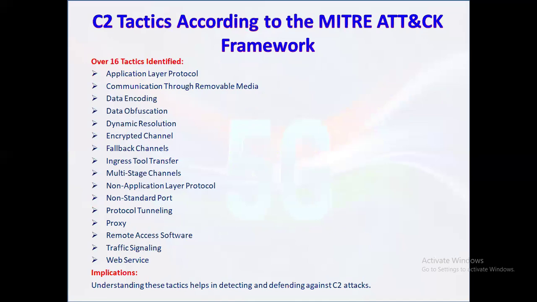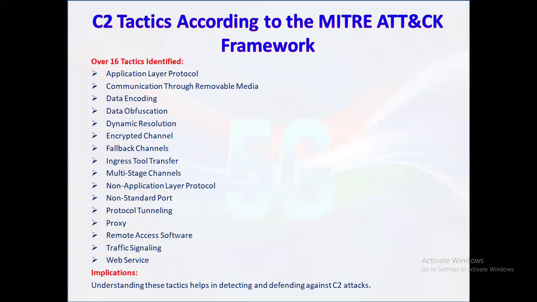Next, C2 tactics according to the MITRE ATT&CK framework. The MITRE ATT&CK framework outlines over 16 different tactics used in C and C, that is C2 operations, highlighting the diverse methods adversaries employ. These tactics include using standard protocols like application layer protocol, employing methods such as data encoding and obfuscation to hide communications, and creating encrypted channels for secure transmissions.